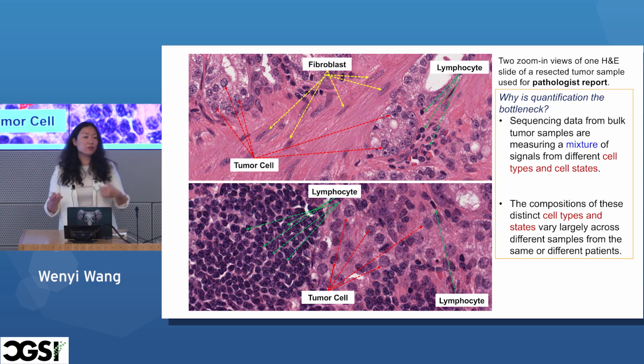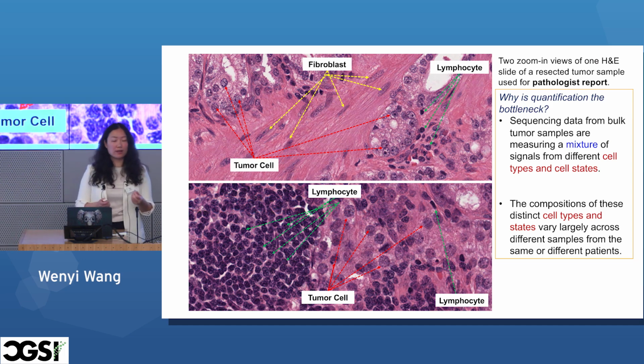On the top view, they're loose, sparsely distributed, but in the bottom view of the same slide, the lymphocytes are swarming and seemingly attacking the tumor cells, with the tumor cells in the neighborhood presenting a less open chromatin state, suggesting a different cell state from the tumor cells in the top view.